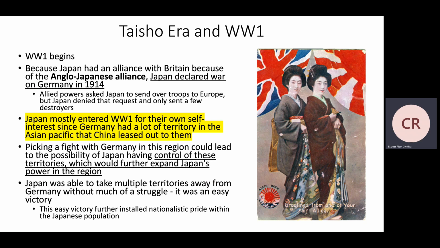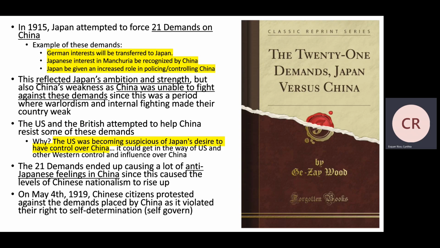Most of their fighting was concentrated in Europe. But it did end up helping the Allied powers that Japan was disrupting Germany in Asia, because a lot of the resources that the German military needed were coming from Asia. And since Japan is basically fighting them and taking these territories away from Germany, it disrupted enough for Germany to be like, hey, I need these things now. I don't have them, right? So this was an easy victory and instilled, once again, nationalistic pride within the Japanese population of like, oh my God, we're so good at this, right?